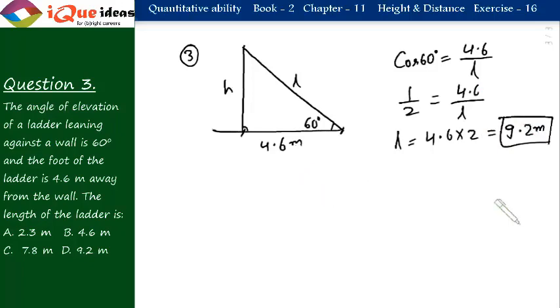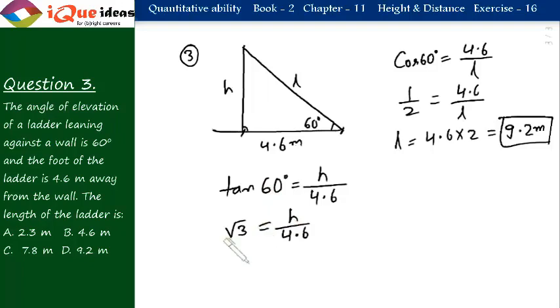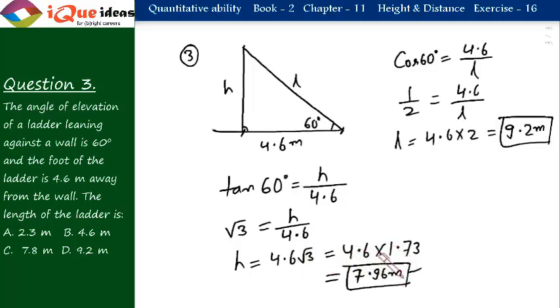Right? You could have also calculated the height of the wall. Let's do that, just additionally. For that you would use tan 60 degrees. Tan 60 degrees is the opposite side, that is H, divided by the base, that is 4.6. Now tan 60 degrees is root 3, so root 3 is equal to H by 4.6. So H would be 4.6 root 3 meters, or 4.6 into 1.73 meters, which is approximately 7.96 meters. So if the height was asked, you could have calculated it. Otherwise, the answer of this question is 9.2 meters.